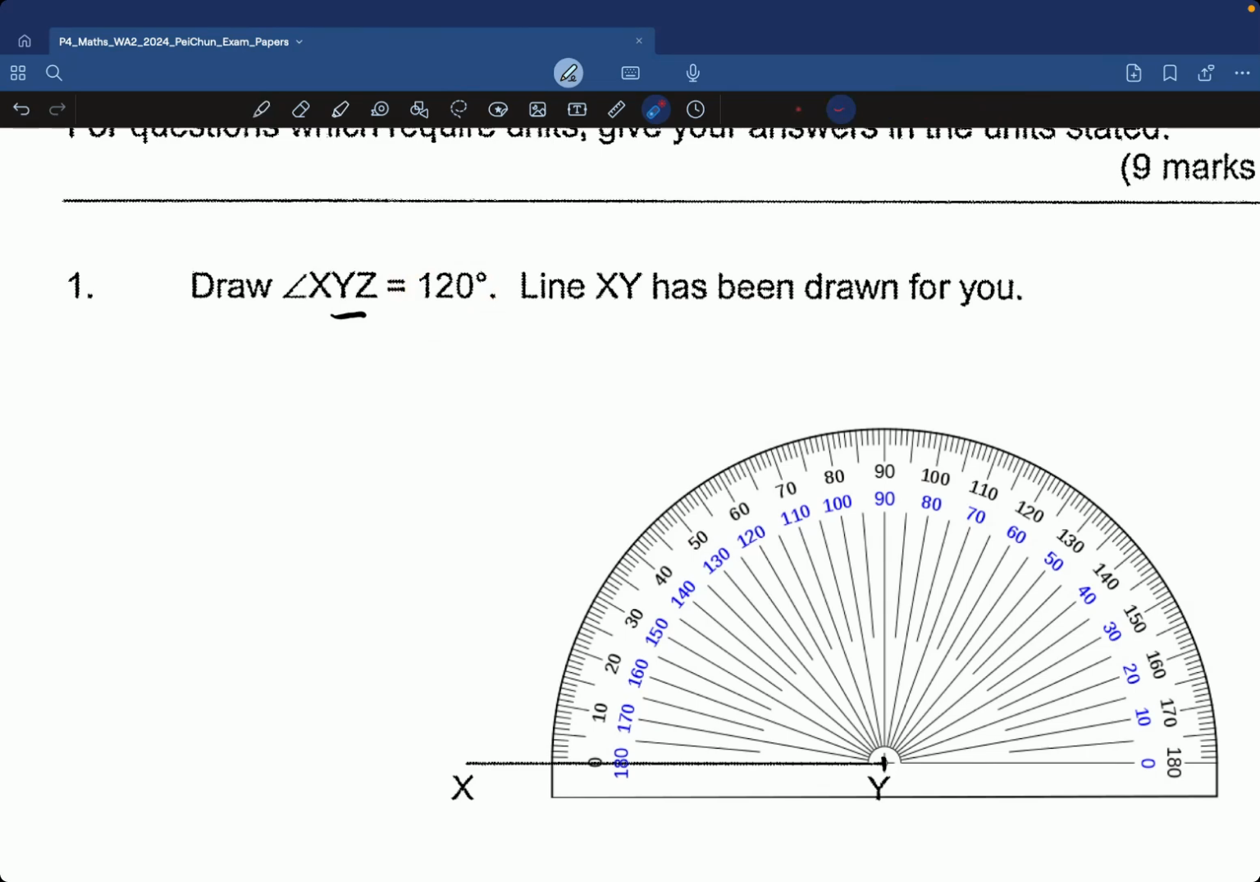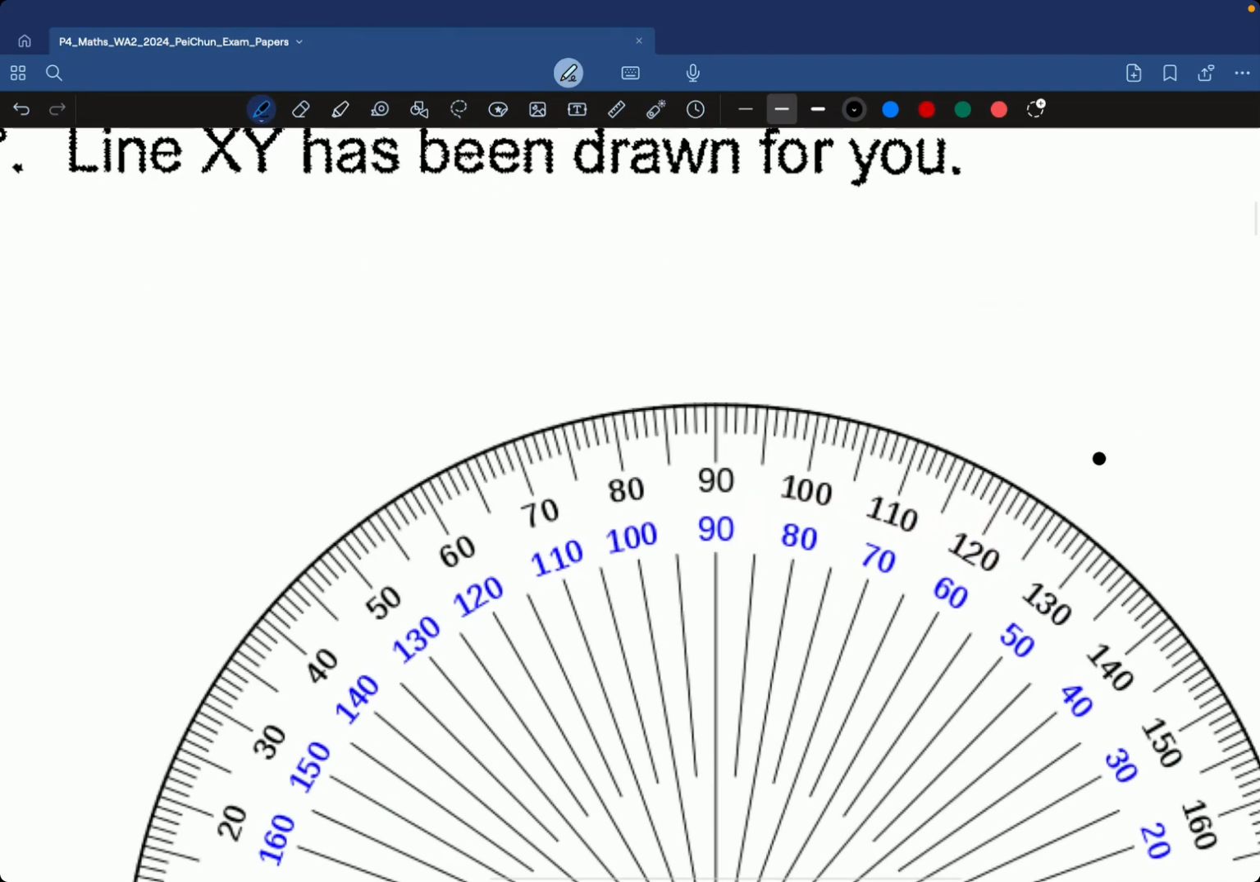Which 120 degrees are you drawing from? Is it this 120 degrees or this 120 degrees? As a rough idea, this is 90, and 120 should be more than 90, which is this 120 degrees. Another way is to count from 0 until 120, that's what you see over here. So you can zoom this in and you see 120 degrees. You can put a little notch over here, at 120.